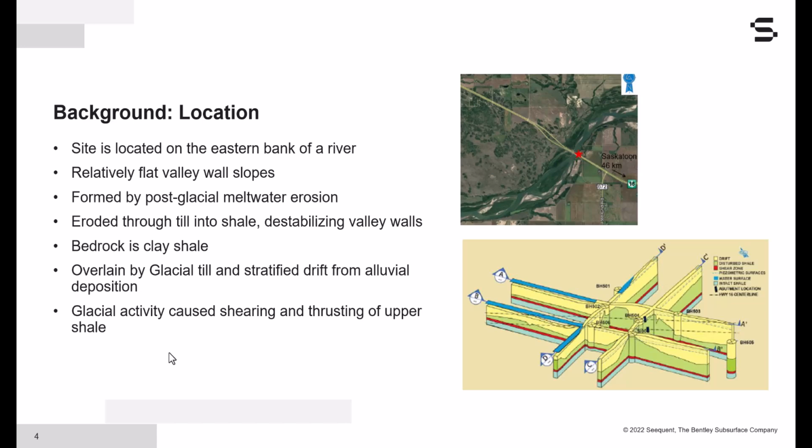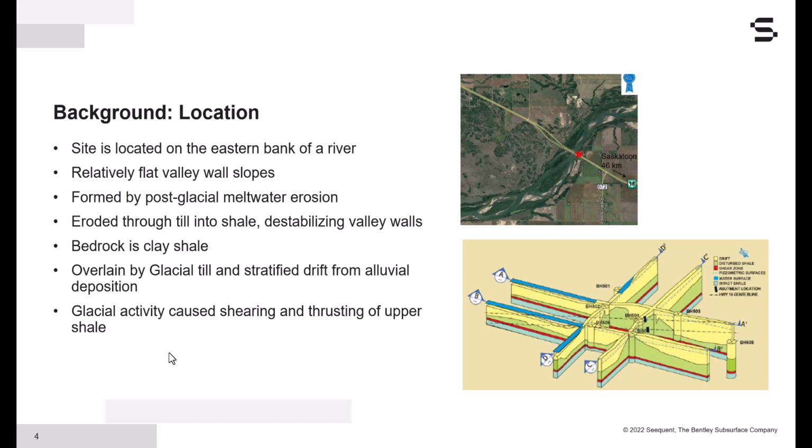Referring to the bottom right diagram, the local stratigraphy consists of several distinct layers. First, there's the bedrock clay shale. This is overlain by a disturbed clay shale, followed by glacial till deposited over multiple glaciations. The glacial activity caused significant shearing and thrusting of the upper shale layers, which is reflected in the undulating surface of the shale in the cross-section. Finally, stratified drift resulted from alluvial deposition throughout the river's existence.